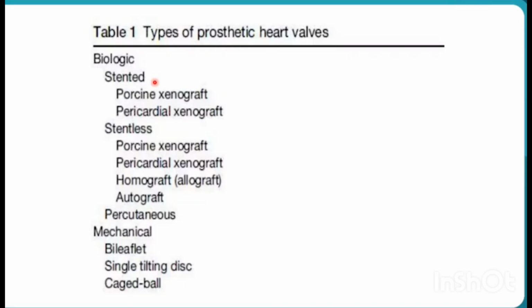Start off with the introduction. We all know that there are two types of valves, biological and mechanical. Among the mechanical valves, in the old age there used to be the caged ball valve, but it is no more being used. Then there are the bileaflet and the single tilting disc. We'll see examples of each of them.